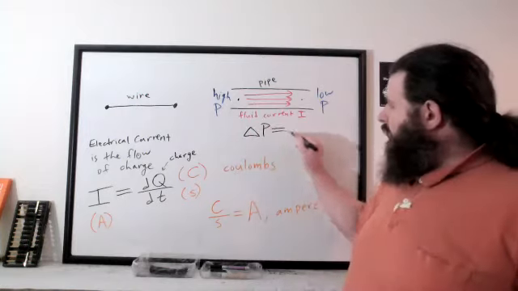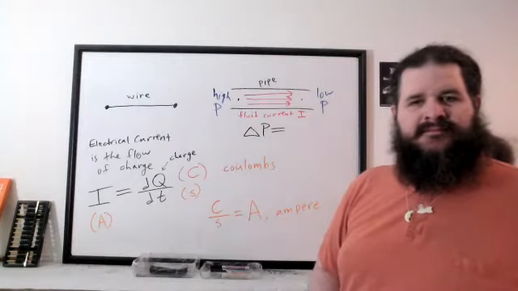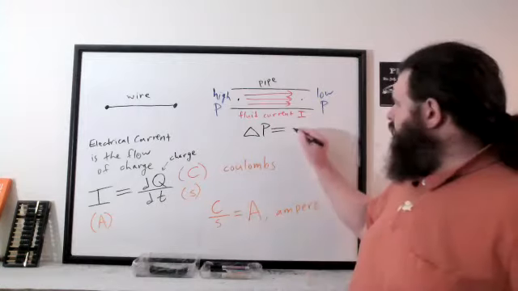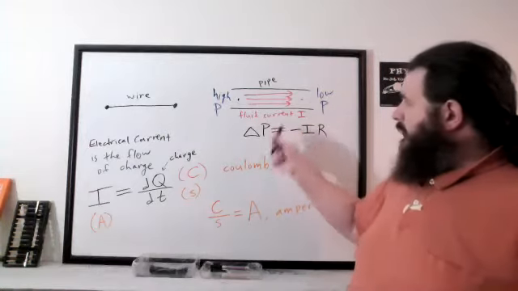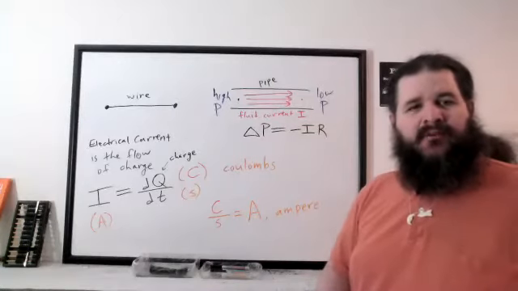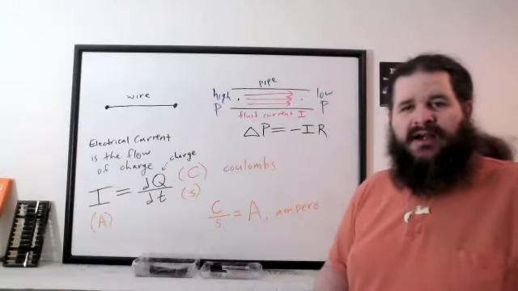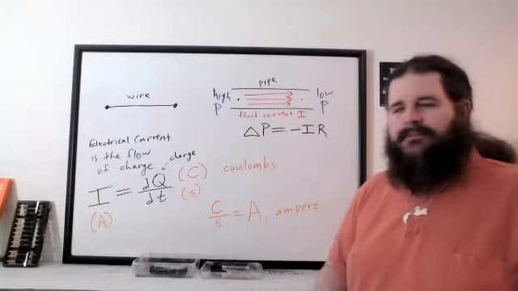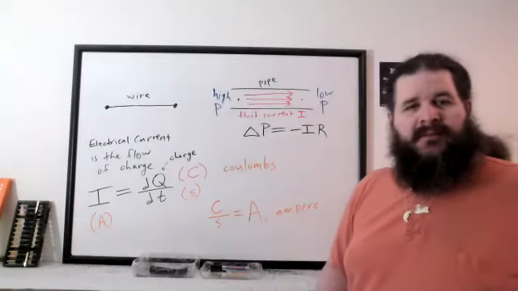And then on the other side, what would we have? Right, just the negative IR. Because there's definitely current flowing, and presumably this pipe has some resistance. Maybe just a little bit of resistance if it's very smooth, but any pipe is going to have some resistance. So this would be the simplified Bernoulli equation for this pipe.